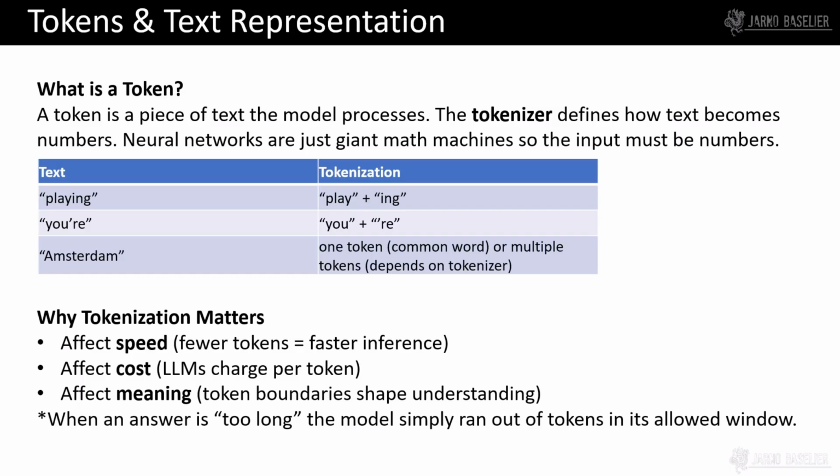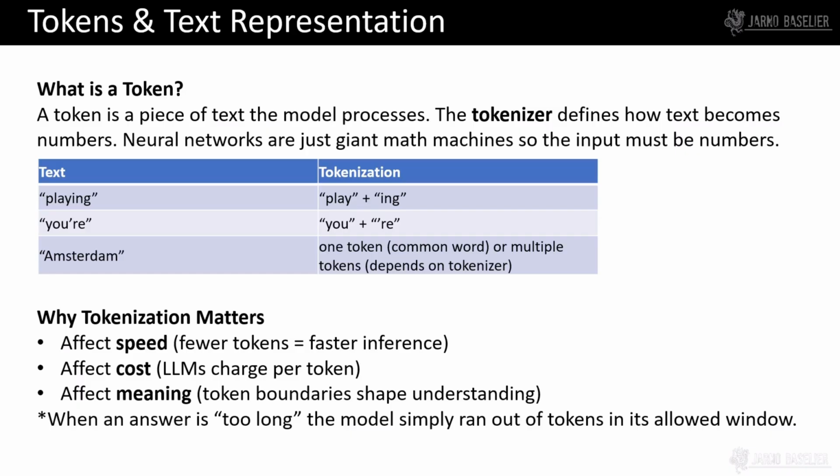We have the word playing, which is being converted to two specific tokens, play and ing. The word you're is being converted to two specific tokens, you and 're. And then we have the Dutch Amsterdam, which is just one token. This is a common word, or multiple tokens. This simply depends on the tokenizer that processes the word, but usually, because this is a common one, it will be just one token. But this is how words are being converted to different tokens. So you can have a sentence with like 10 words. This does not automatically mean it takes 10 tokens. It can be 20 tokens, less or more.